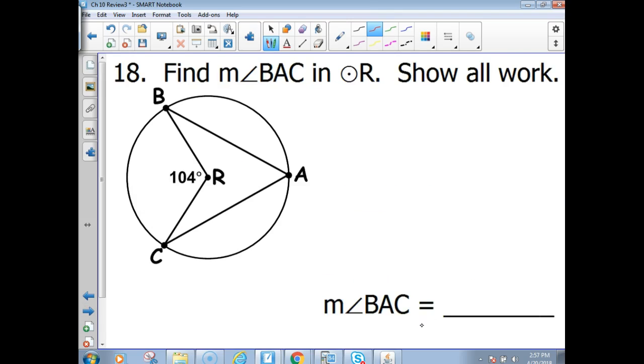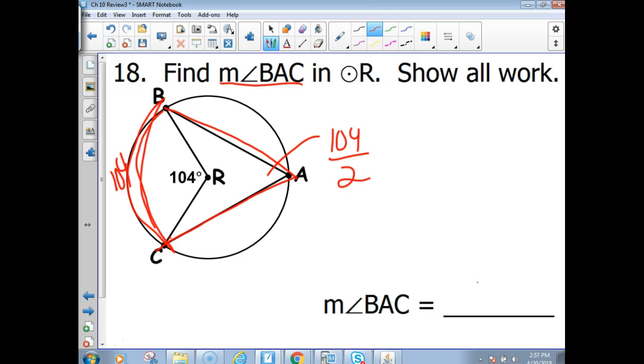I drew this picture for you quite a few times. Make sure you're reading what we want to find. We want angle BAC. The central angle BRC is 104, which means the arc's 104. How does the angle BAC relate to the arc it intercepts? It's half, okay? This angle would be half of 104, so it's 52 degrees.